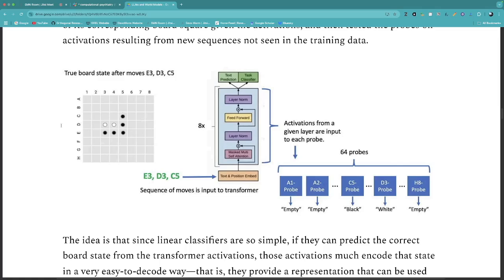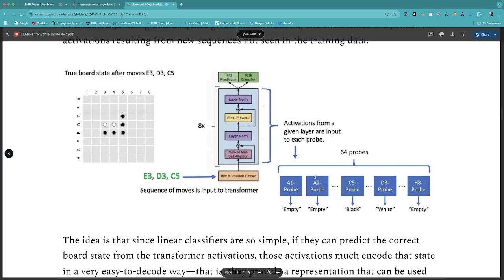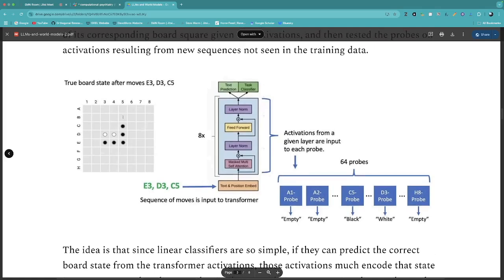So A1, for example, would be up here. That's empty. A2 is here. It's also a probe that's empty. C5 actually has a black object in it, so that's black. D3 is a white object, so that's white. And H8 is here, so that's empty. So it's basically sampling the entire board. It's coming up with an answer of what object is there, whether it's black or white, and it can do this for different board states after different moves, and it gets a sense of the entire space.